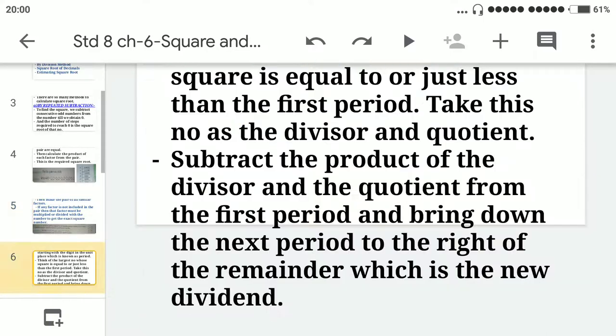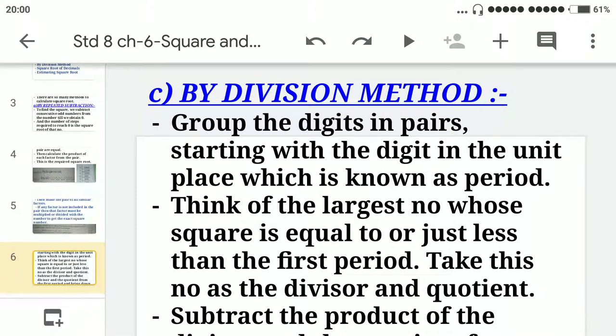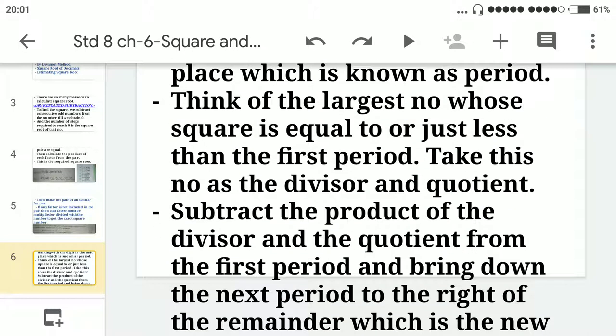Okay children, then the next method is the division method. This one is much more interesting, but you have to understand how to do it. Group the digits in pairs, starting with the digit in the unit place, which is known as the period. That means from the ones place, you have to make pairs of 2 digits, and put a bar over each. Then think of the largest number whose square is equal to or just less than the first period. Take this number as the divisor and quotient. Period means these 2 digits under the bar.